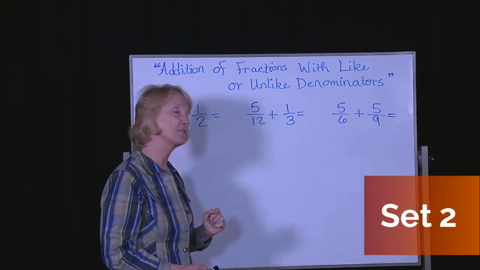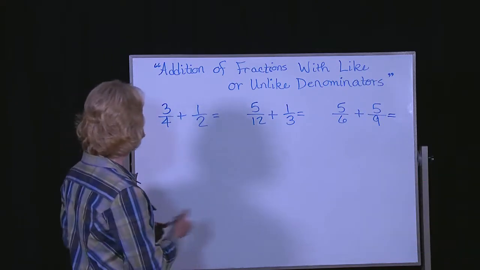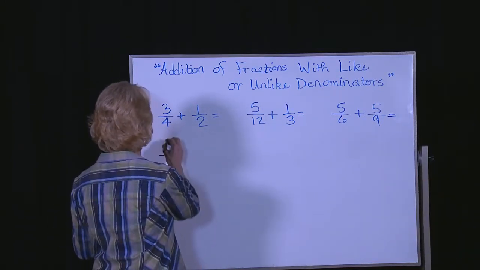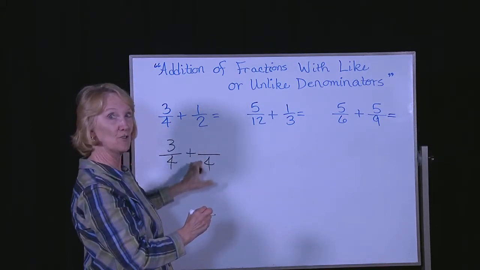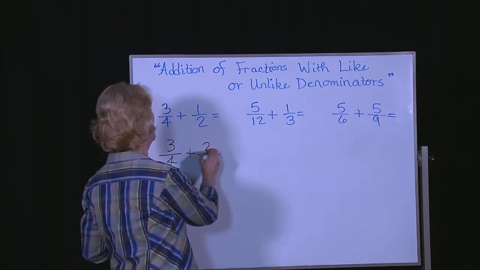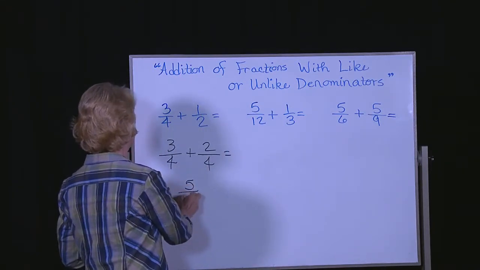First thing you need to do is make sure they have the same denominator. The denominator here will be 4, so this fraction can stay the same. We multiply by 2, so you multiply the numerator by 2. Now we're ready to add the numerators, and you get 5/4.